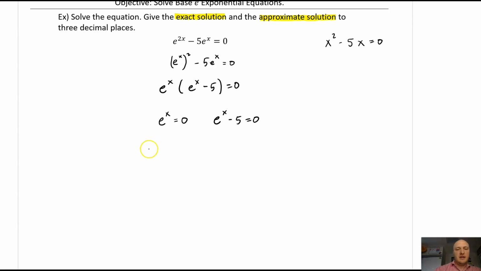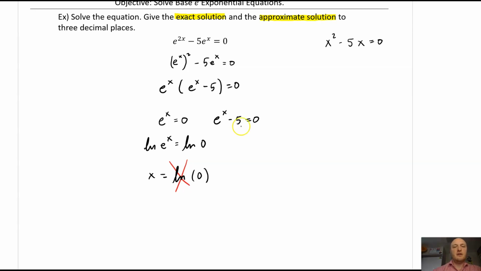We'll go ahead and take a natural log of each side. So natural log of e to the x is equal to natural log of 0. And again, we end up with this situation: x is equal to the natural log of 0. Well, again, this is a domain issue. I can't take the natural log of 0, so we're going to throw that answer out.